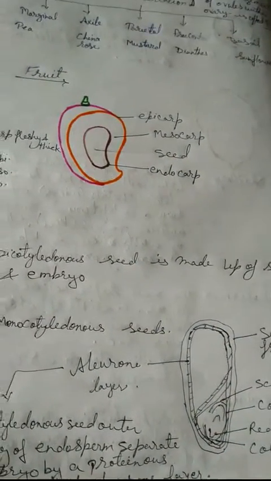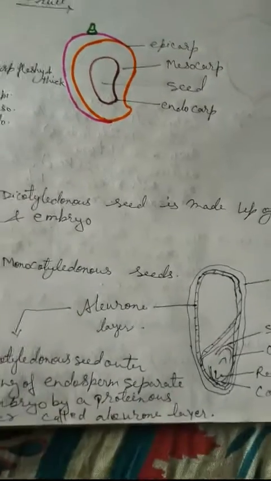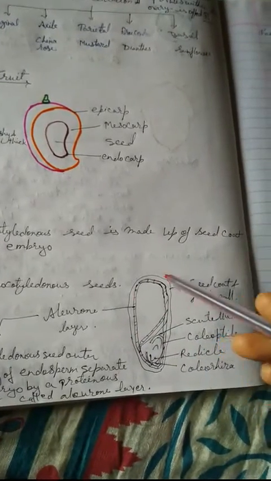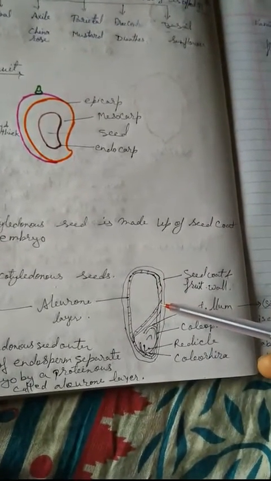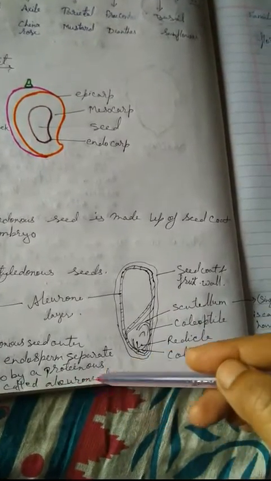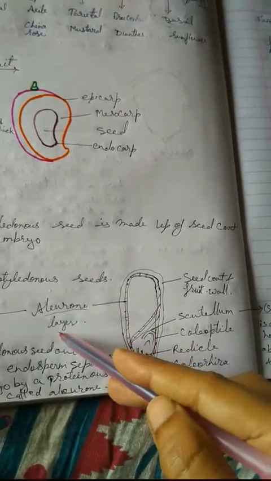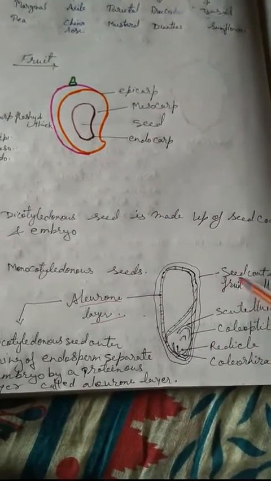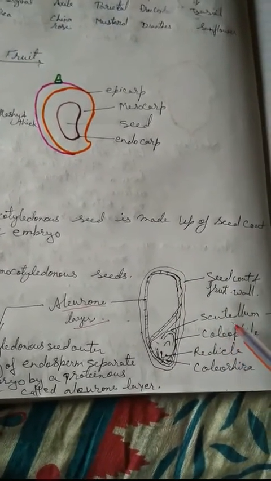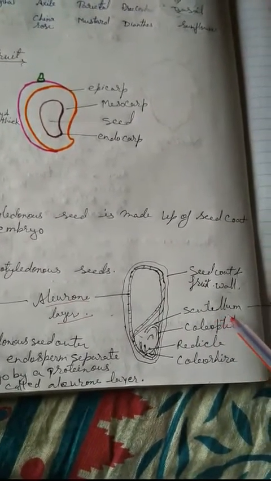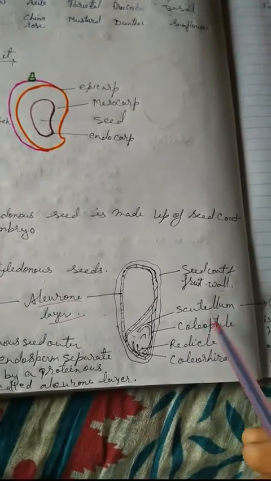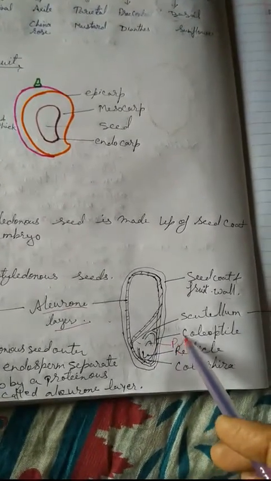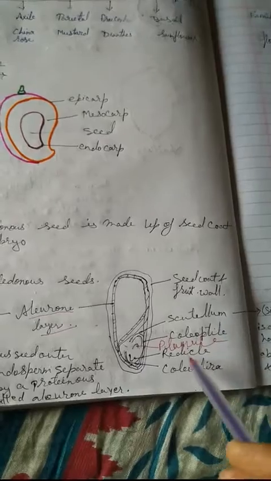Dicotyledonous seed is made up of seed coat and embryo. In monocotyledonous seeds, the outer covering of endosperm separates the embryo by a proteinaceous layer called aleurone layer. This is covered by the seed coat and fruit wall. Scutellum is a single cotyledon. The embryo has a short axis bearing plumule and radicle.